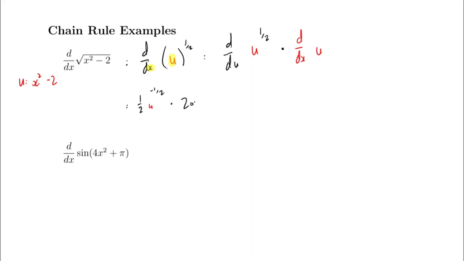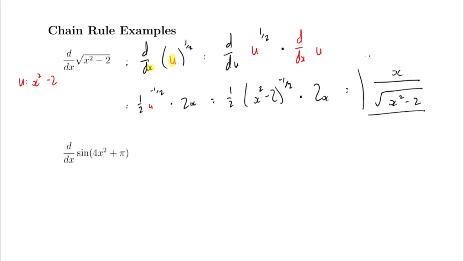That's going to be 2x. And so we've got 1/2 times x squared minus 2 to the -1/2 times 2x. We can do some rewriting here. This 2x times 1/2 is really x. My negative exponent is going to go into the denominator. We've got a square root of x squared minus 2. That is our derivative using the chain rule.